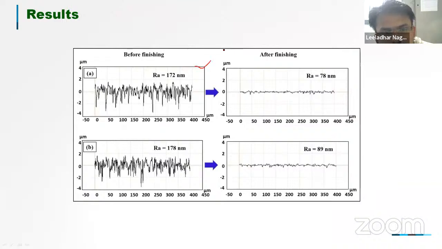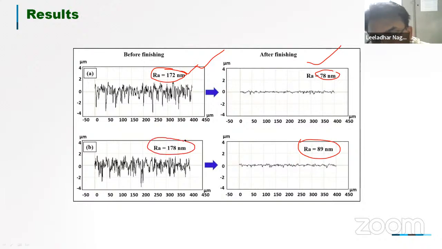Yeah, this is again before and after finishing. In this particular case, we have achieved 78 nanometers from 172 nanometers. Here we have achieved 89 nanometers from 178 nanometers. So it depends on the particular developed fixture, process and MR fluid also. So this can vary depending on our developed process.